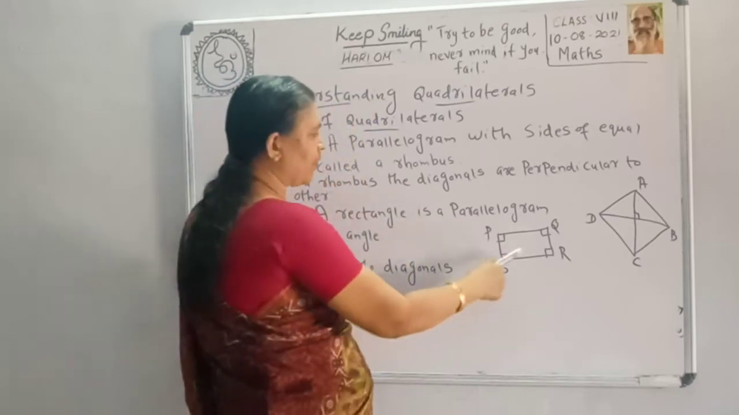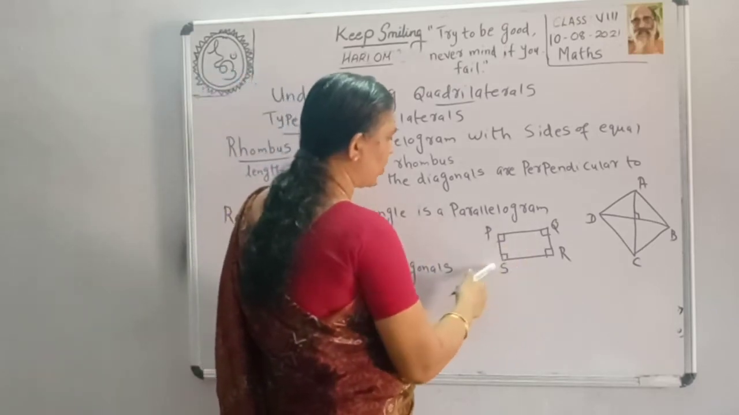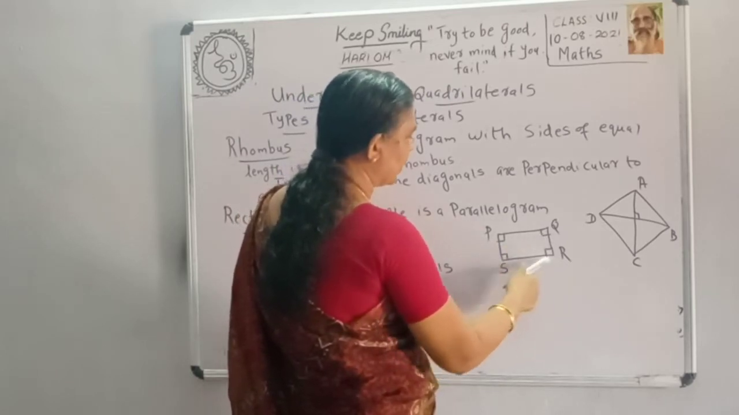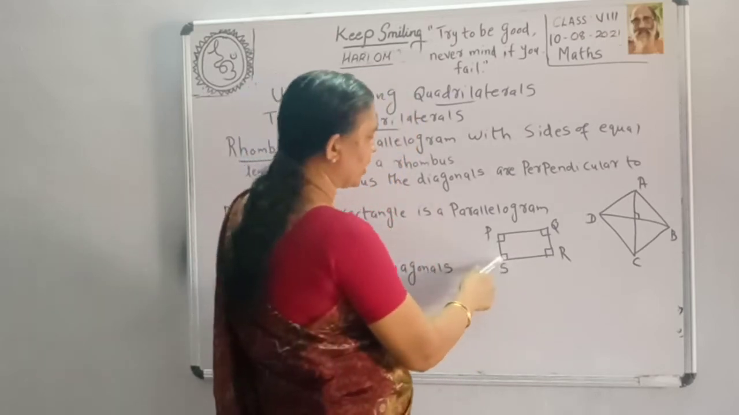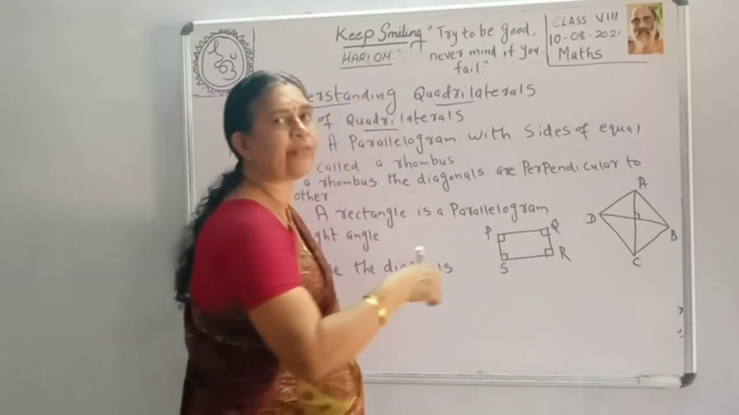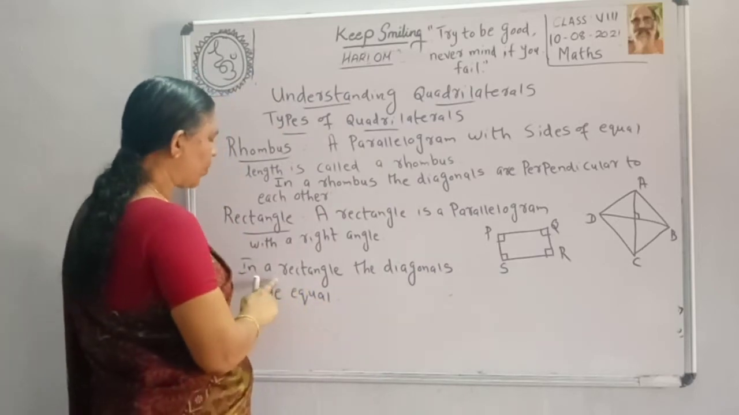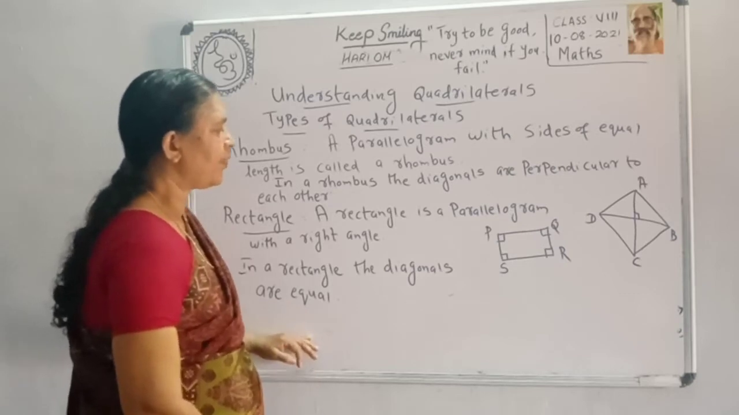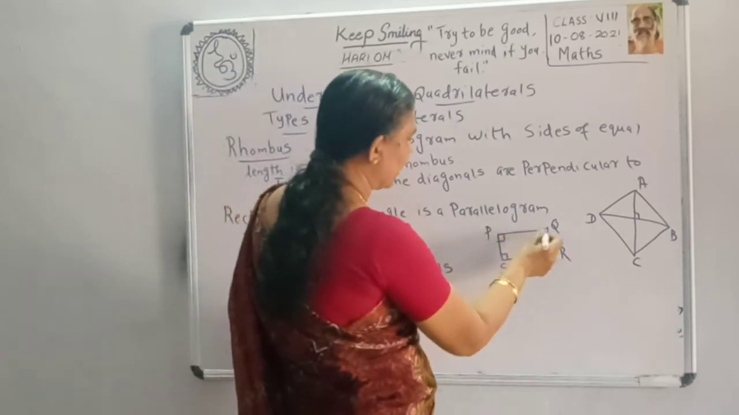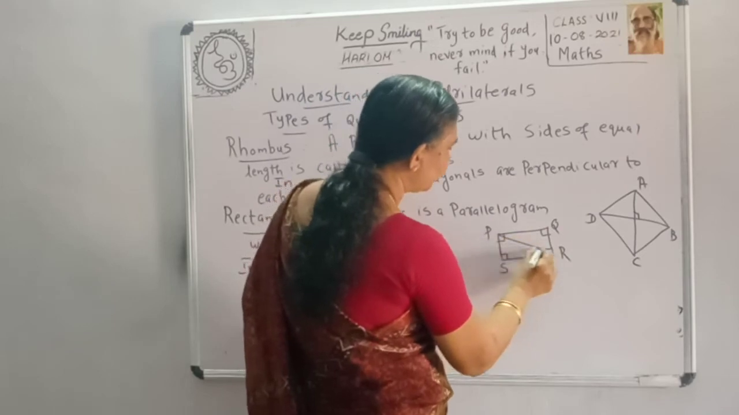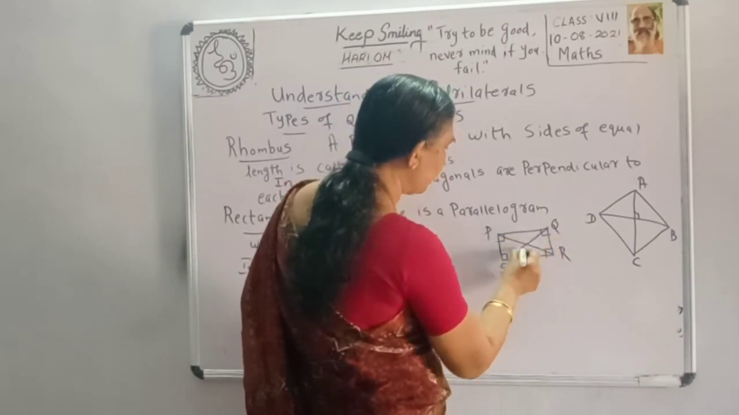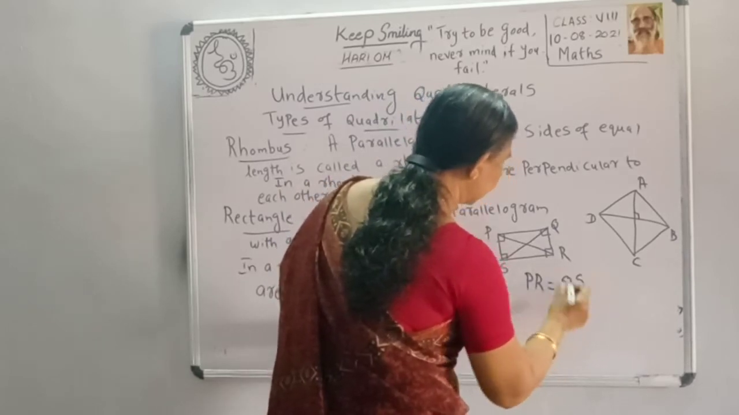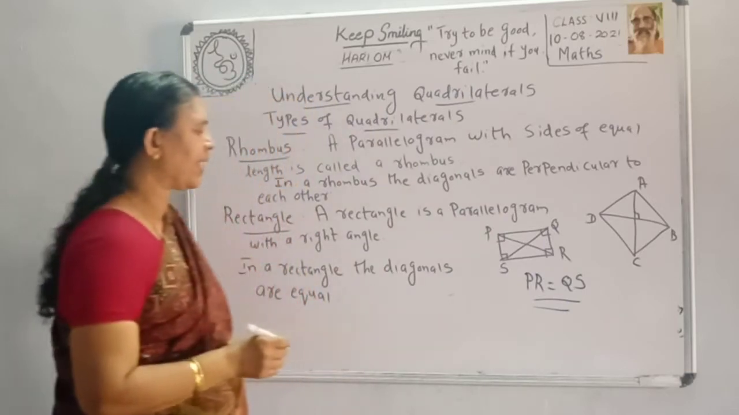So the opposite angles of a parallelogram are equal. So if one angle is 90 degree, this angle is 90 degree, and these are the adjacent angles. So if one is 90, this is also 90. So all the angles are of 90 degree. Okay. Then one more property for it. In a rectangle, the diagonals are also equal. If we draw the diagonals, here PR is equal to QS. PR is equal to QS. That is, in a rectangle, the diagonals are also equal.